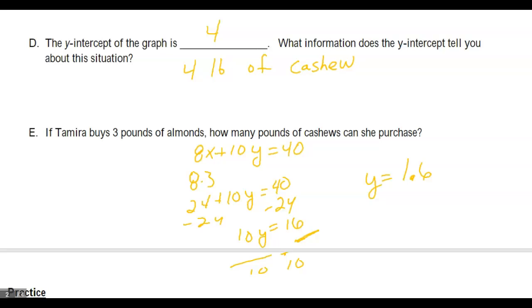Unlike the last problem, you can buy a partial pound of something. So that is our answer. 1.6 pounds of cashews.